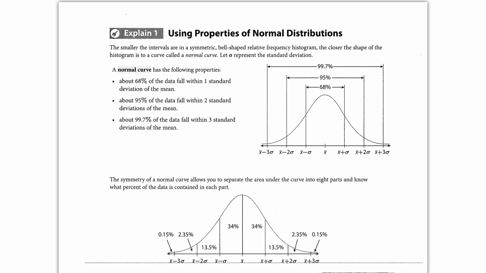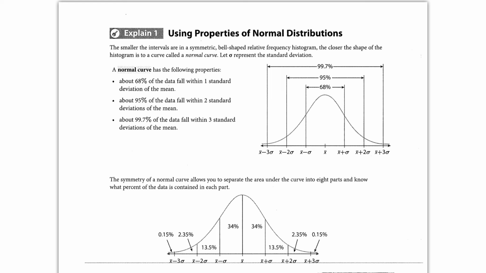About 68% of the data fall within 1 standard deviation of the mean. In our example, we saw that 70% fell within 1 standard deviation of the mean. Then it says about 95% of the data fall within 2 standard deviations of the mean. And for ours, we had 90%. Then about 99.7% of the data fall within 3 standard deviations of the mean.